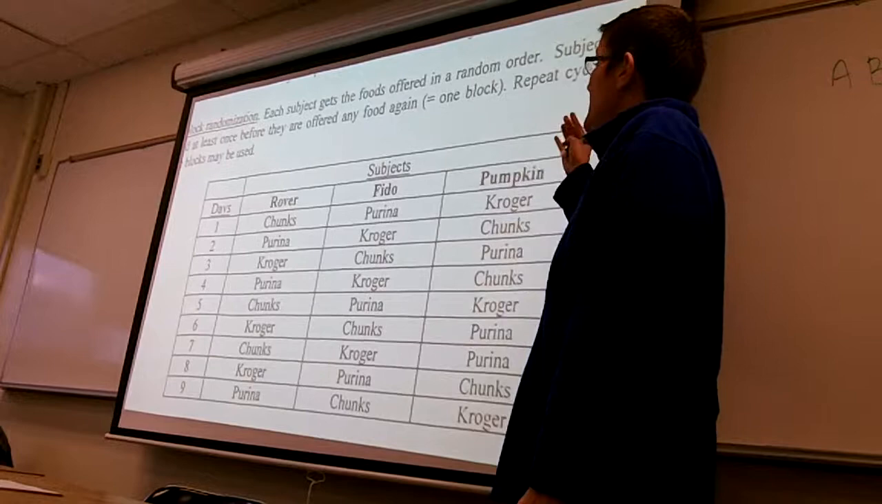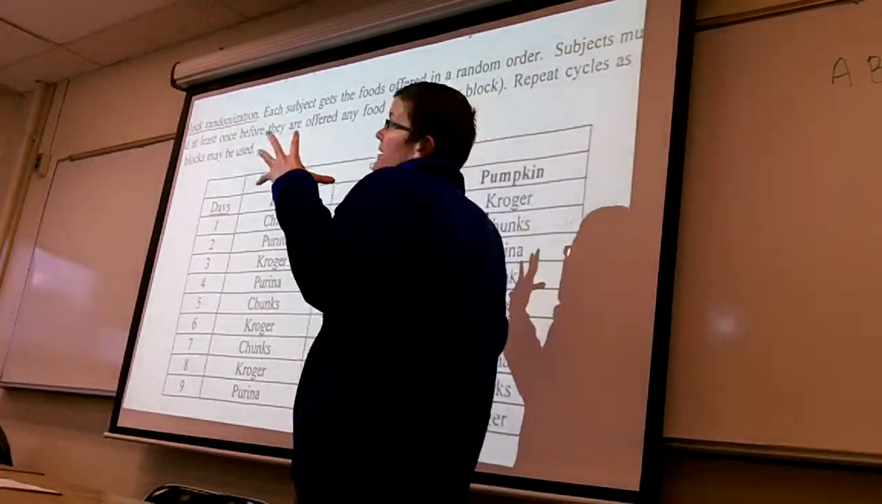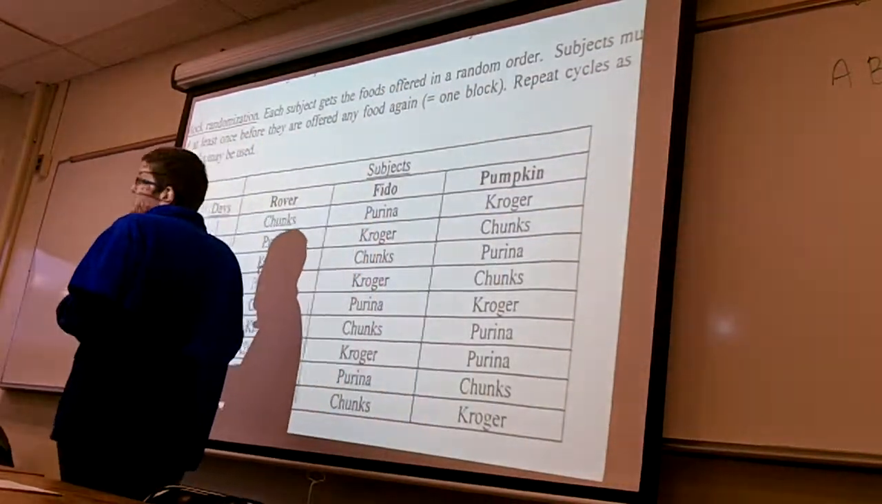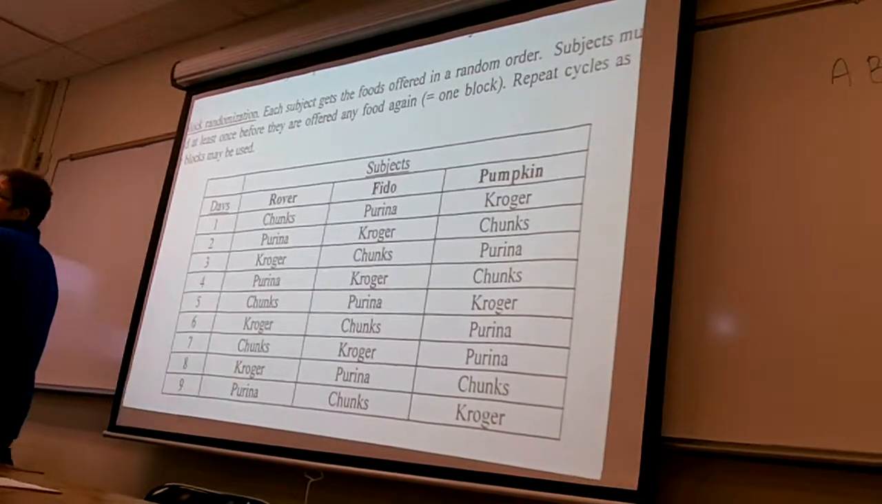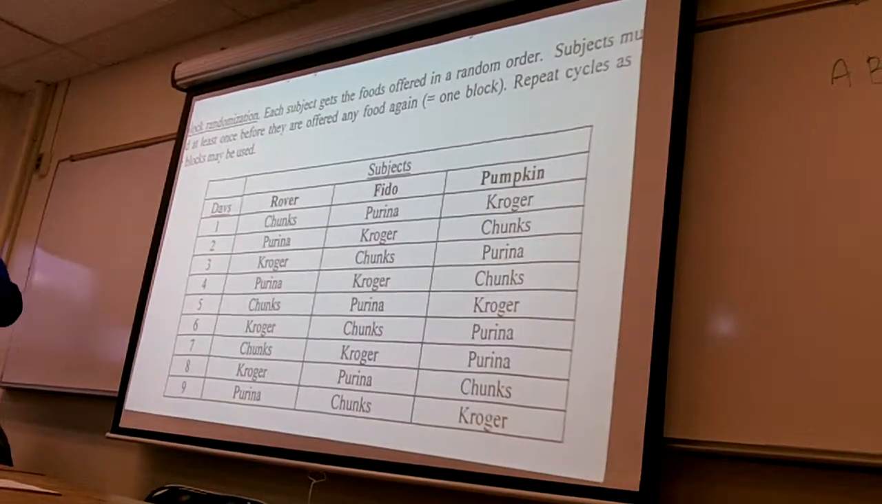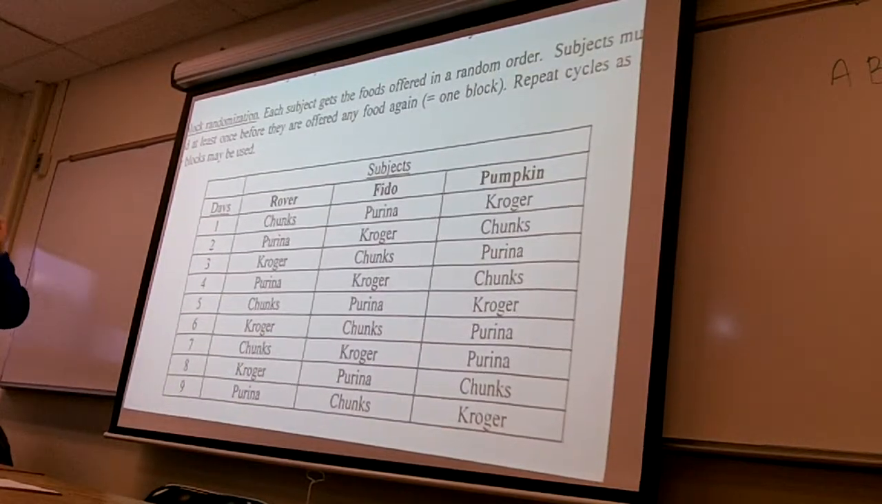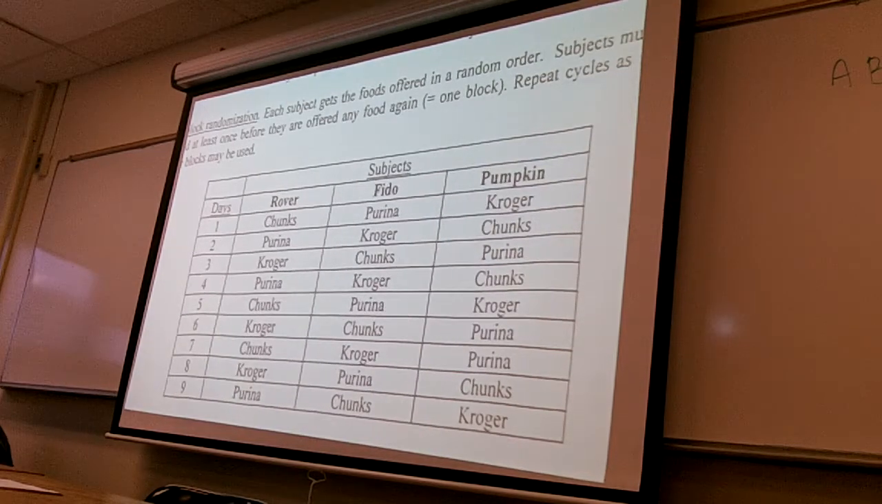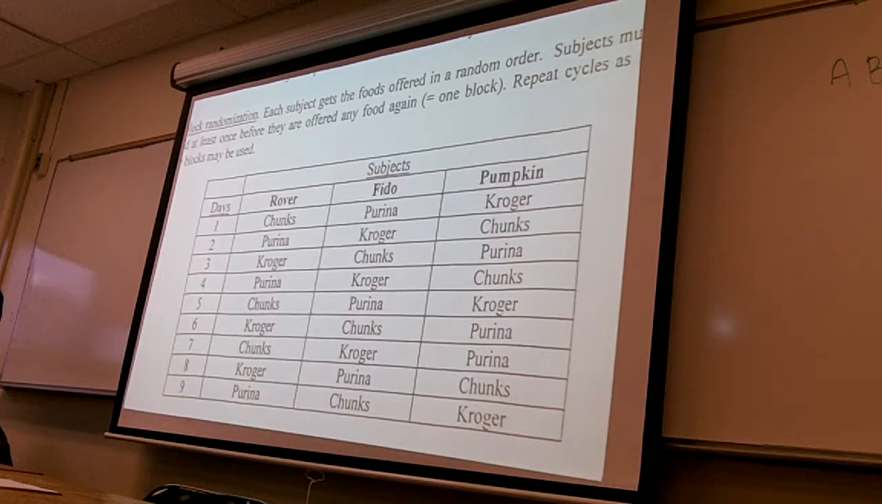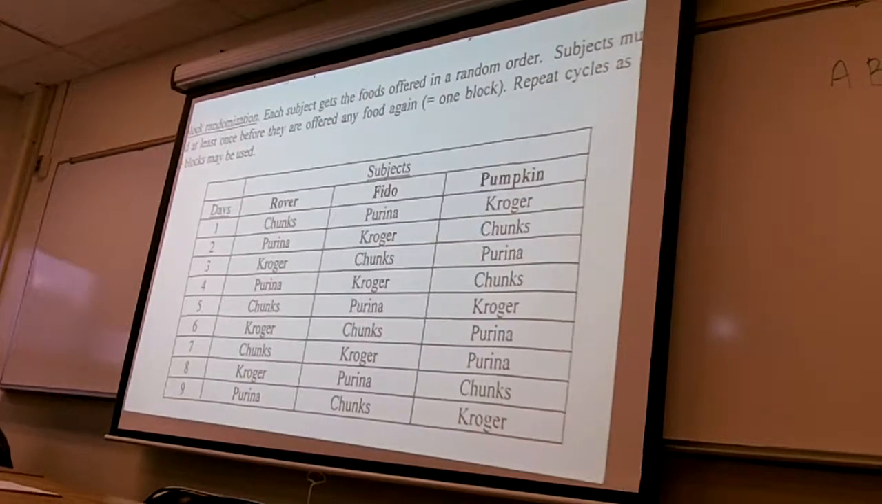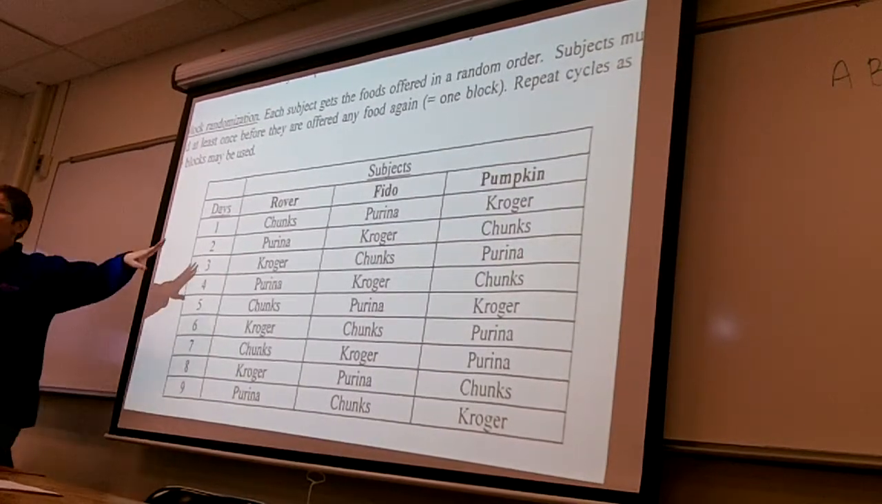And then what I'll do is I'll average all the measures of how much Chunks and Lumps they ate, all the measures of how much Kroger Kibble they ate, all the measures of how much Purina 1 they ate, and I'll compare the amounts for my group of dogs. Does that make sense? Yes?